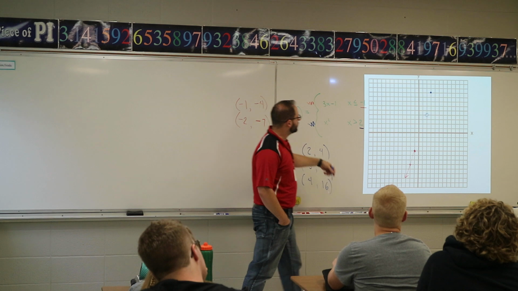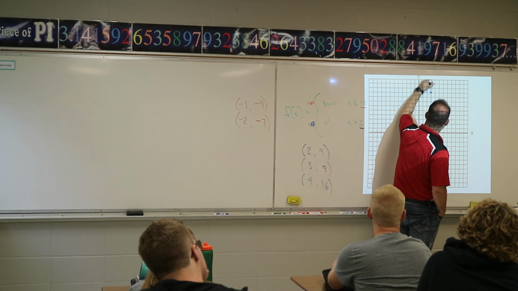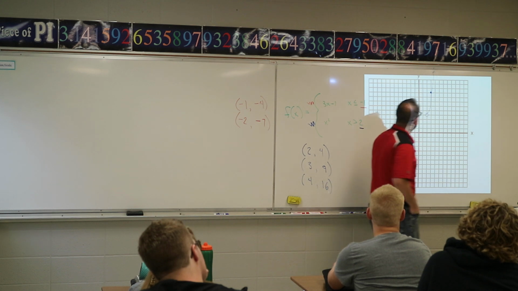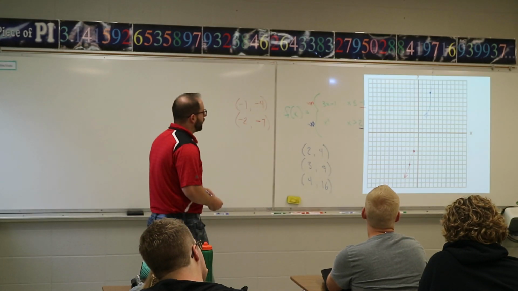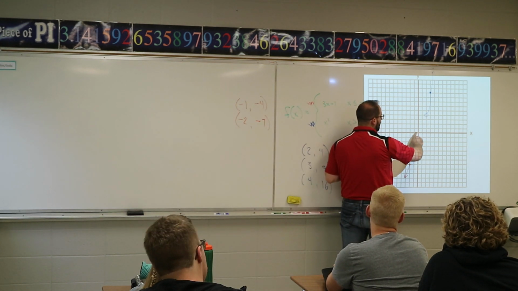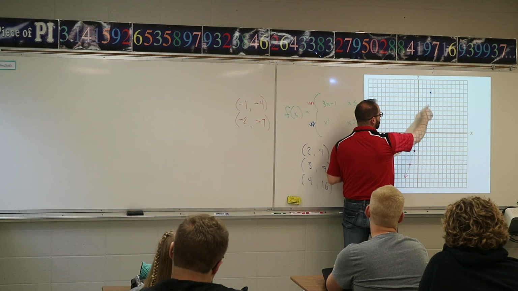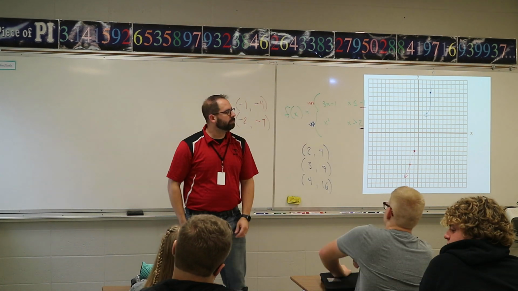And the next one is 4, 16, so it's 4 over, 16 up there. All right, and it's supposed to be curving, something like that. It's supposed to be a curve. So if I would have had more points here, you probably would have seen that it would have curved down here, it'd be a parabola. That's something we'll look at later this year, just a review.